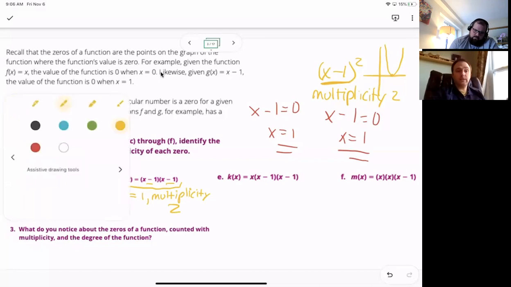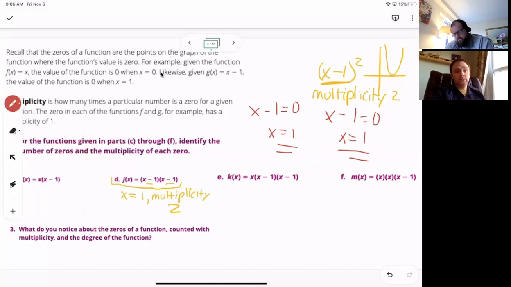So you should probably pause right now and see if you can find the zeros for the other functions and determine if they show up once or twice. I'll give you that hint. Those are your only two choices in these examples. So no thrice, once or twice. No thrice. Okay.